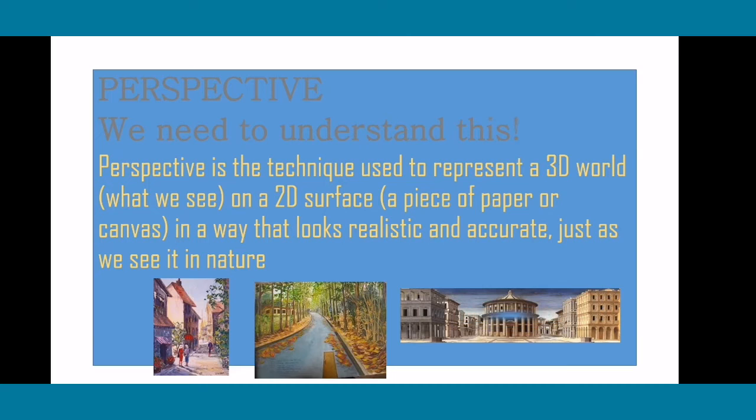Okay, so when we're talking about Cubism, we need to understand this thing called perspective. Perspective is the technique used to represent a 3D world, i.e. what we see, on a 2D surface, so a piece of paper or canvas, in a way that looks realistic and accurate, just as we see in nature.